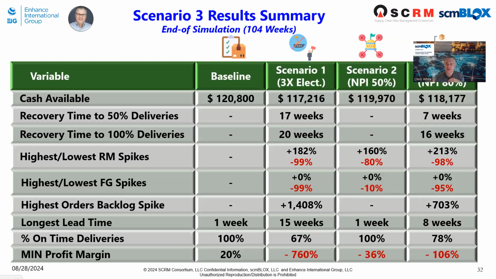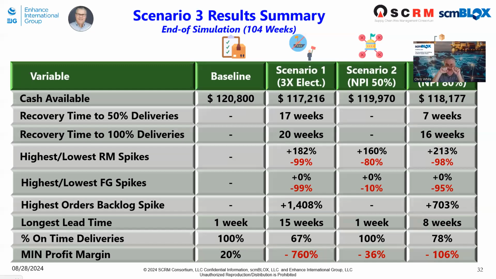So we see in scenario 3, waiting an additional 12 months to get 80%, we've dropped our 50% delivery metric to 7 weeks. We still don't like that, but compared to scenario 1, we've dropped it. Our 100% recovery time is a little slower, and so it's still 16 weeks. That's quite a long period of time. We actually experienced a higher spike in raw material of 213% with a low of negative 98. So not quite as bad, but we just barely survived.